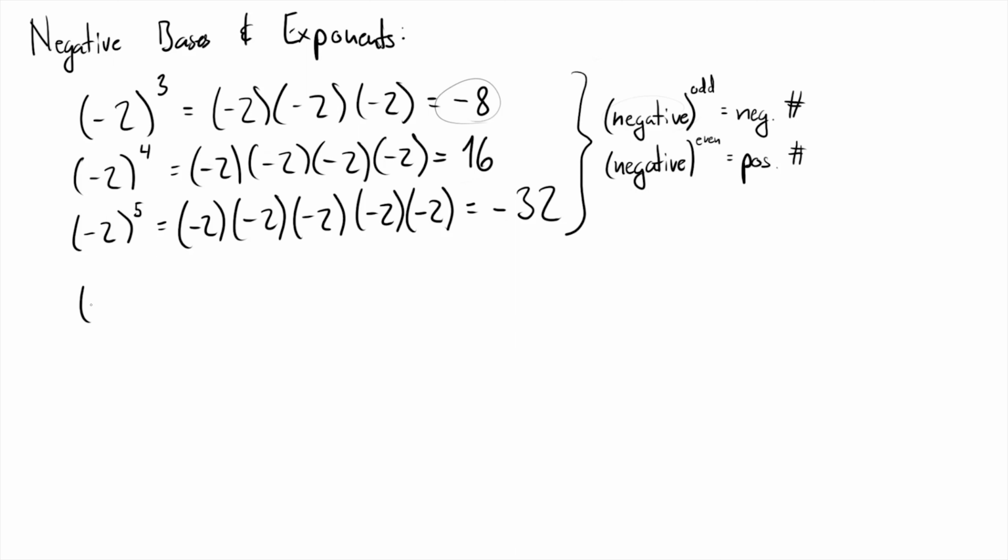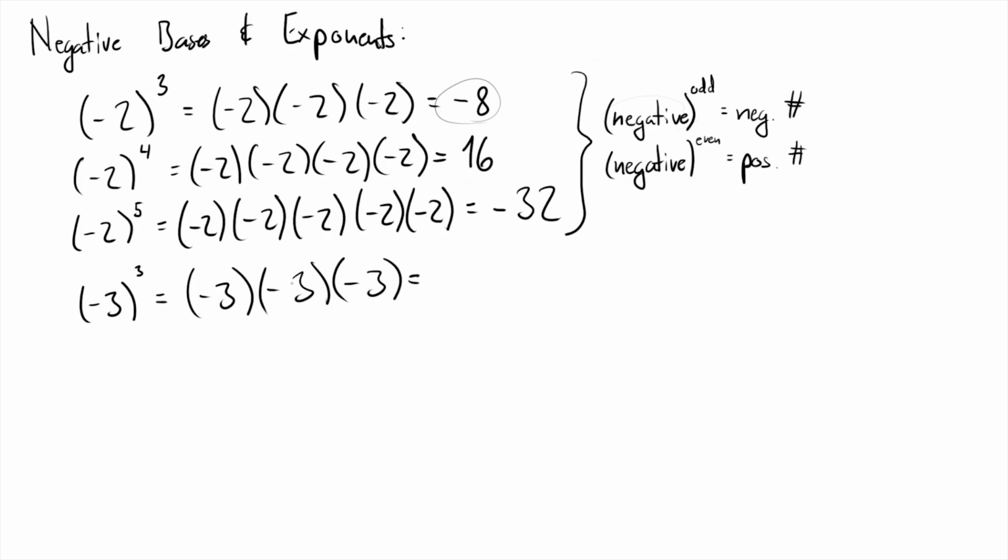We have negative 3 to the exponent 3. That's just going to be negative 3 multiplied by itself 3 times. Before I even solve this, I see that I have a negative base and an odd exponent. So if I take a look at my rule, I'm expecting a negative number. If I get a positive number, I know I've done something wrong. Well, let's do the math.